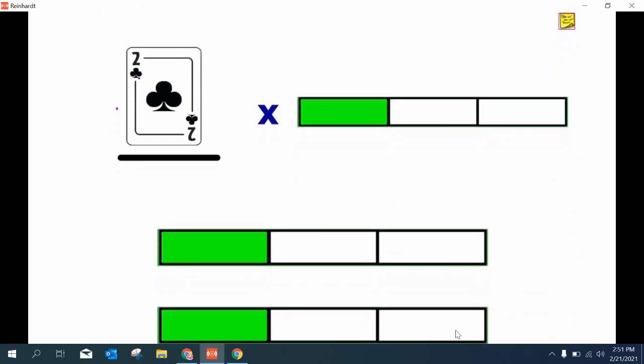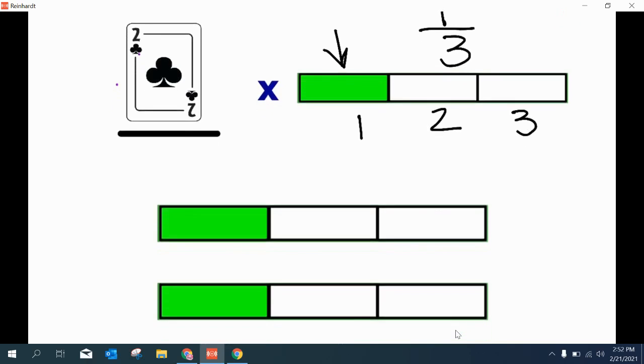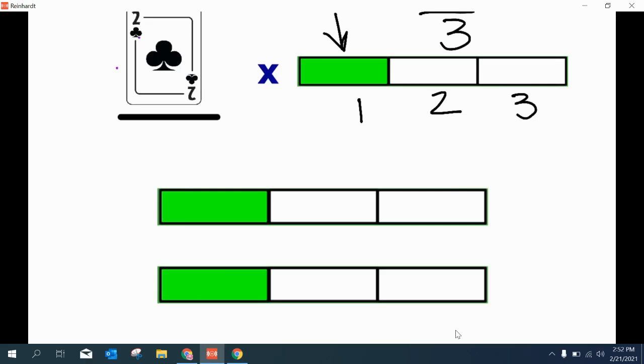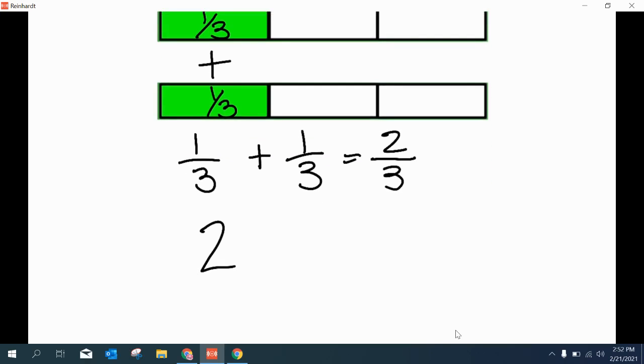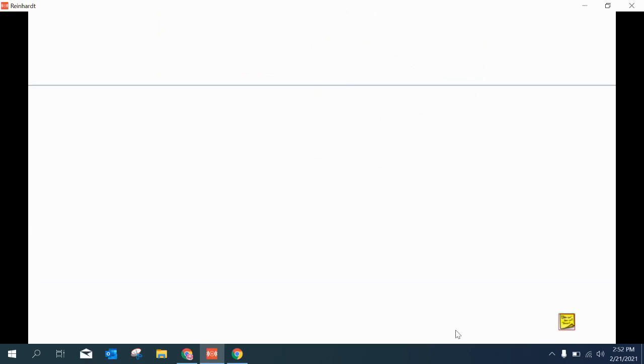Let's try another one. This time I have the whole number 2, represented by the 2 of clubs. And my fraction is I have 1 green out of how many? Out of 3. So that makes my fraction 1/3. Now I want 2 1/3s, which I have provided for you. So I have 1/3 here, and I have 1/3 here. Now remember, we can do this two ways. We can do it as multiplication, or we can do it as repeated addition. So I have 1/3 plus 1/3. Let's write down that problem. When I add them, I know I can do it because my denominators are the same. 1/3 plus 1/3 is 2/3. That's the same thing as saying 2 times 1/3 equals 2/3. Start looking at these multiplication problems and see if you can figure out what my trick might be when we get to it.